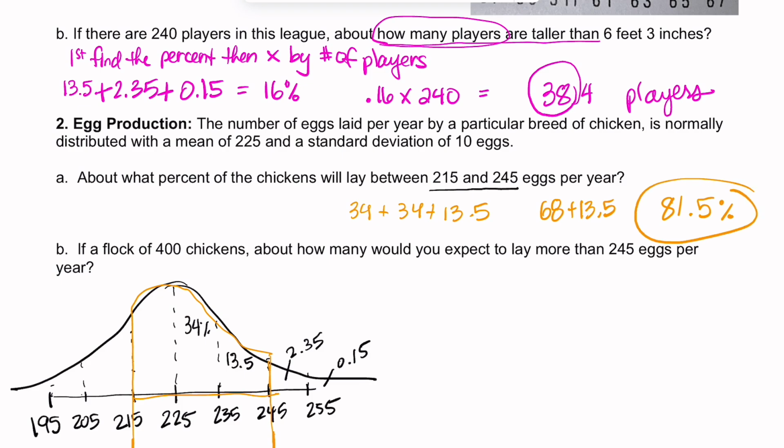In a flock of 400 chickens, about how many would you expect to lay more than 245 eggs per year? Once again, we want to find the percent of how many lay more than 245 eggs and then multiply that by 400. 245 is right here. So this section is 2.5, 400 times 0.025. I'll let you do that in the calculator. Then that would give us the number of chickens that lay more than 245 eggs per year.